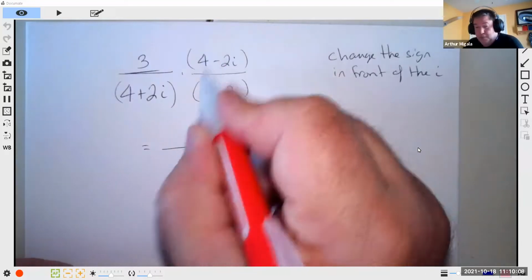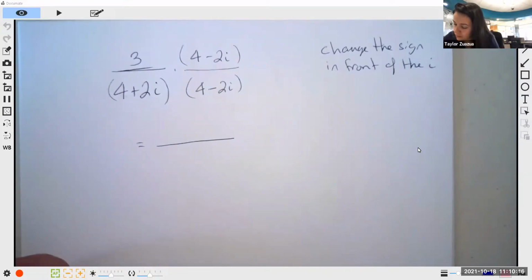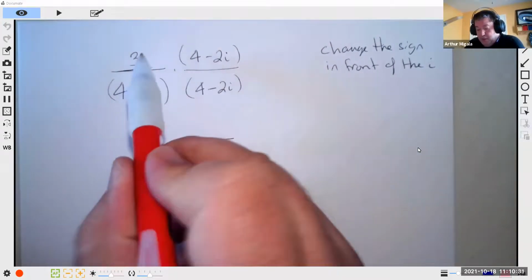It's the same number on top and bottom, so it has to be 1. Oh, okay, I see what you're saying. Change the sign of the i. So we just multiply across now.